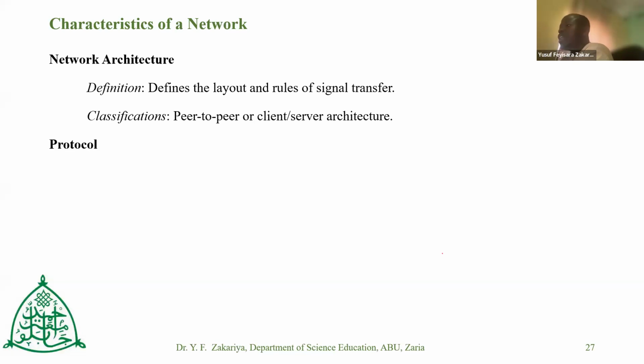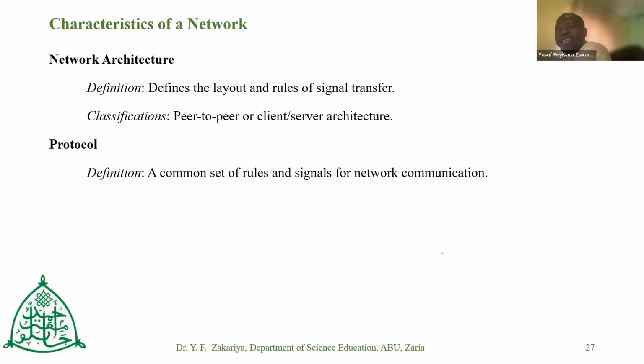Then we also have the protocol as a characteristic of a network. This is a set of rules guiding how the network is going to operate. It's a common set of rules and signals for network communication. Examples being the Ethernet, the IBM token ring network, and so on.